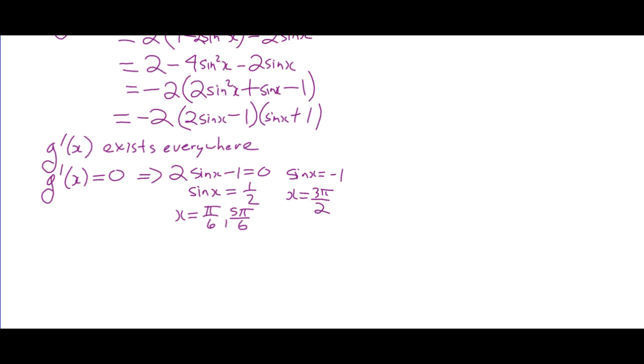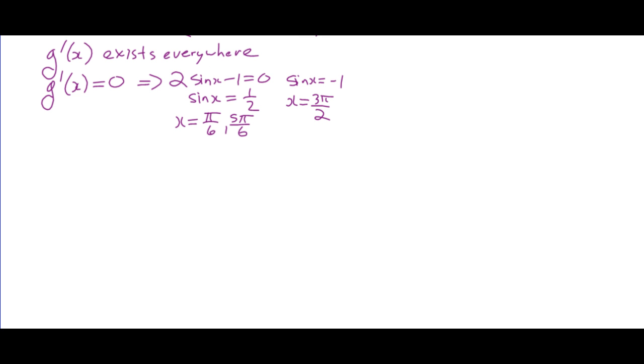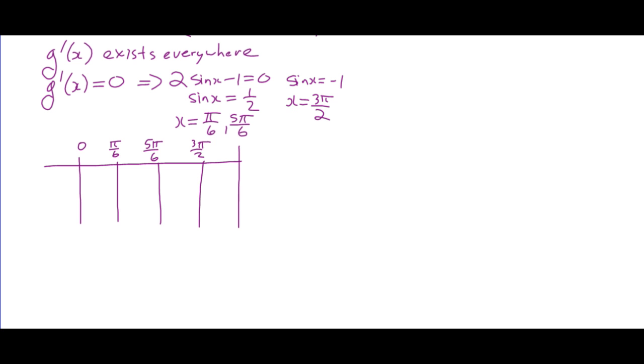Okay, so 3 critical numbers. So next step, chart. Page shall be extended. Okay, so we got 0, that's a boundary there. Pi over 6, that's 9 pi over 6. Okay, so 5 pi over 6, 3 pi over 2, and it ends at 2 pi.